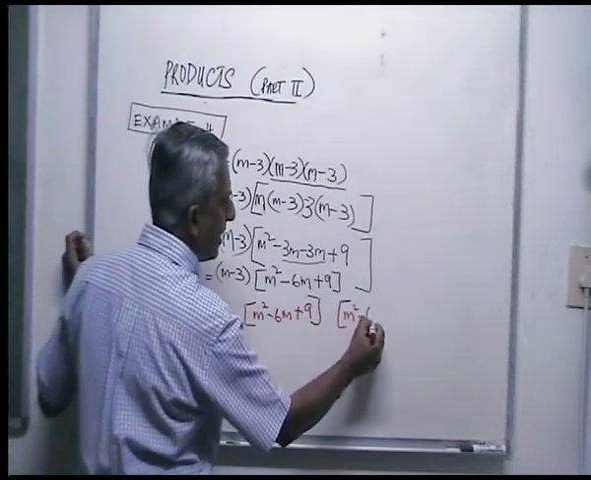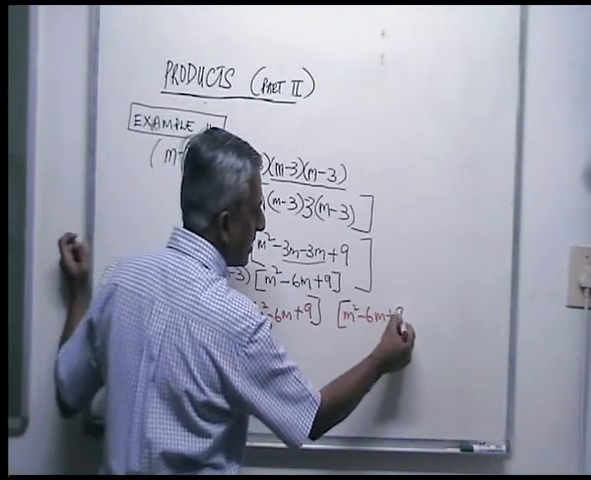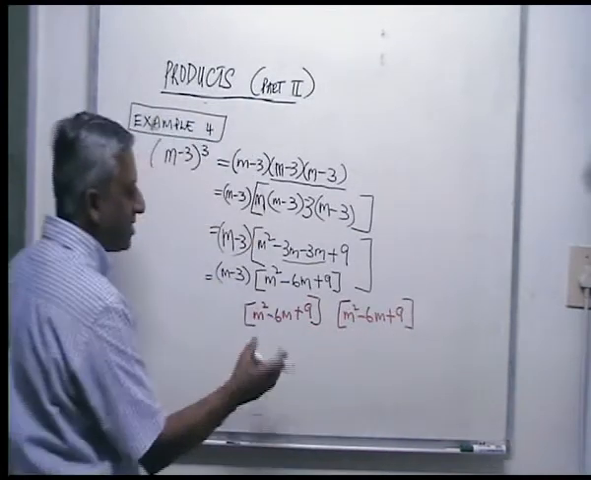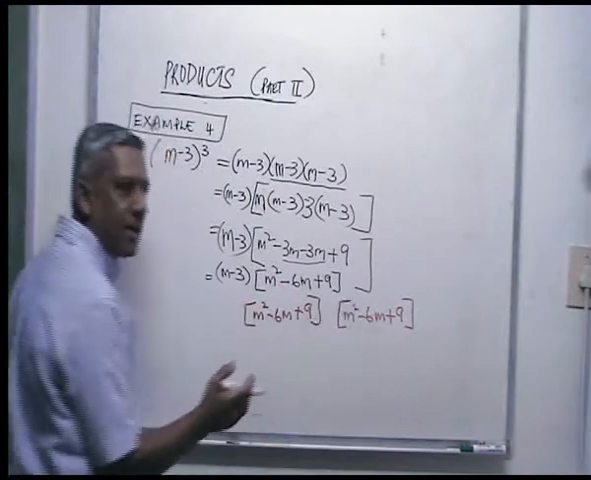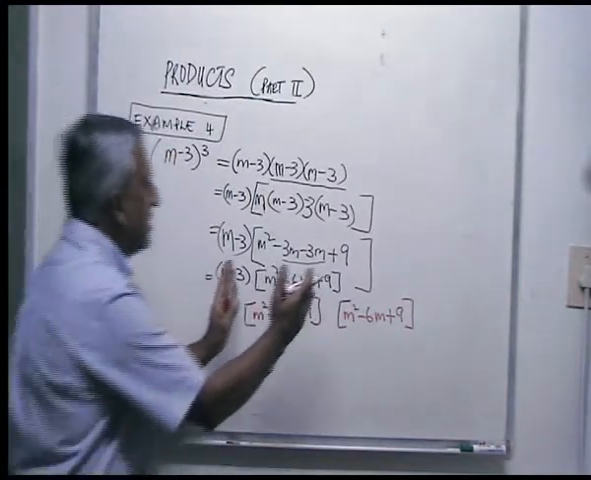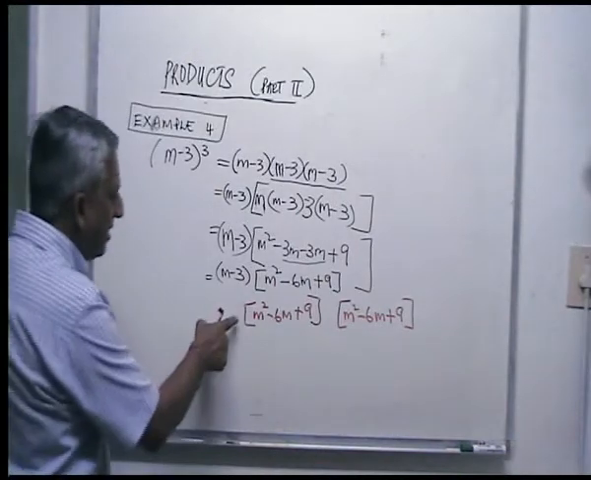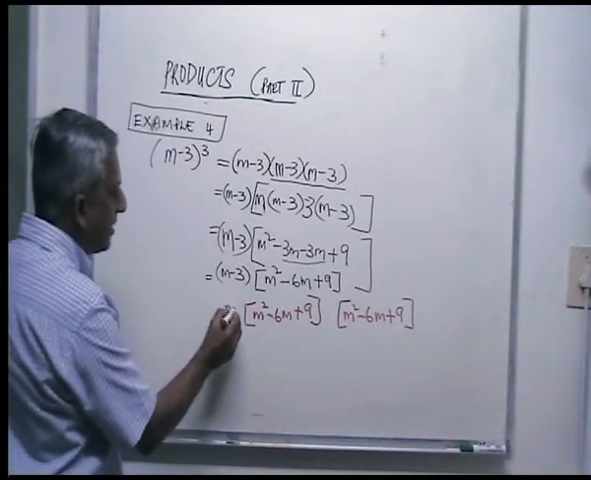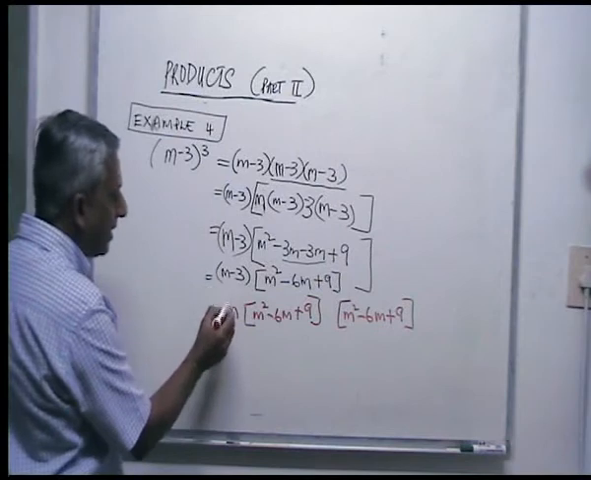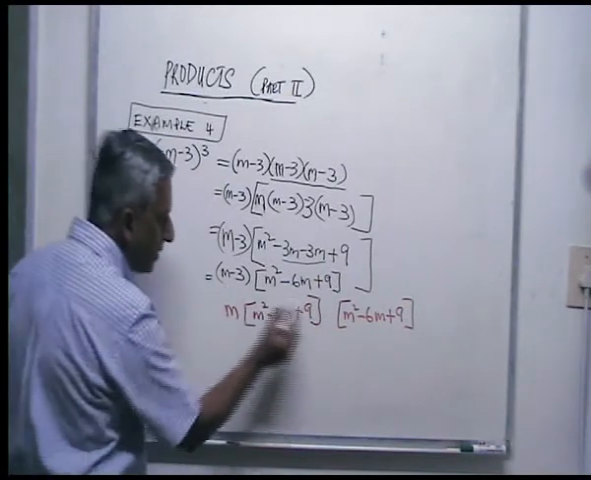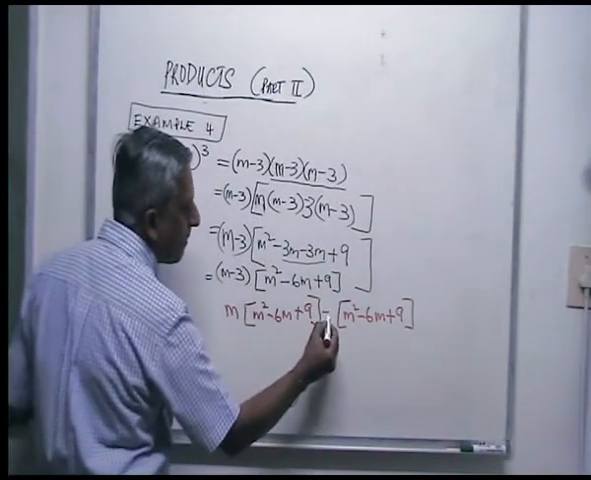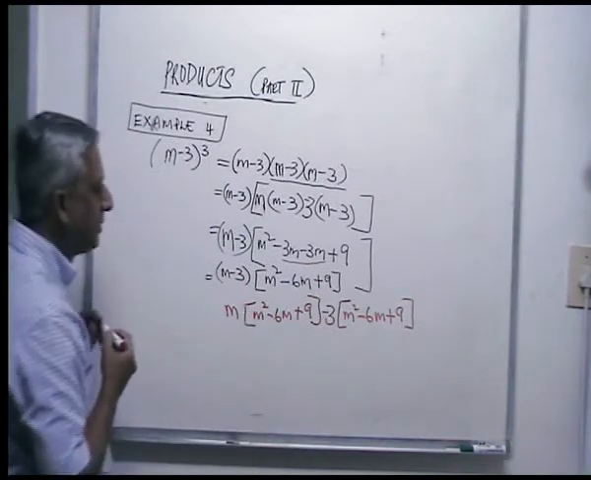M squared minus 6m plus 9. Only difference is that there's 3 terms inside the bracket now. But the second bracket will be written down 2 times, like before. And in the front here, what we're going to write? We're going to write m. You see, the m comes here. And what's going to go in the middle there? The minus 3. You see?